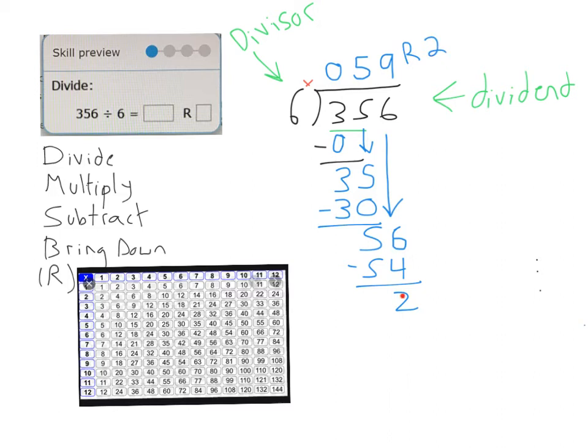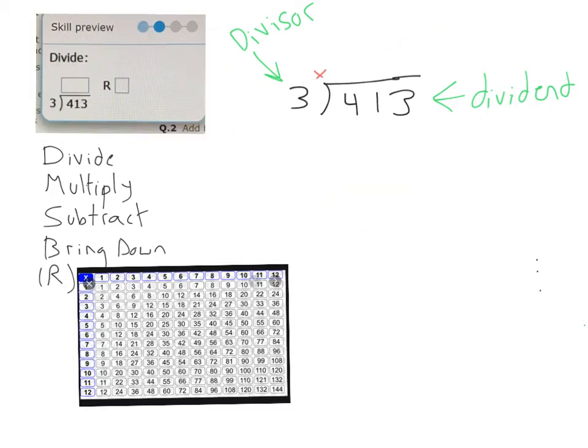Something to keep in mind, if you notice your remainder is bigger than your divisor, you've done something wrong. The reality is we can't take any more 6s out of 2, and there's nothing to bring down, so that's that. On to our next division question.